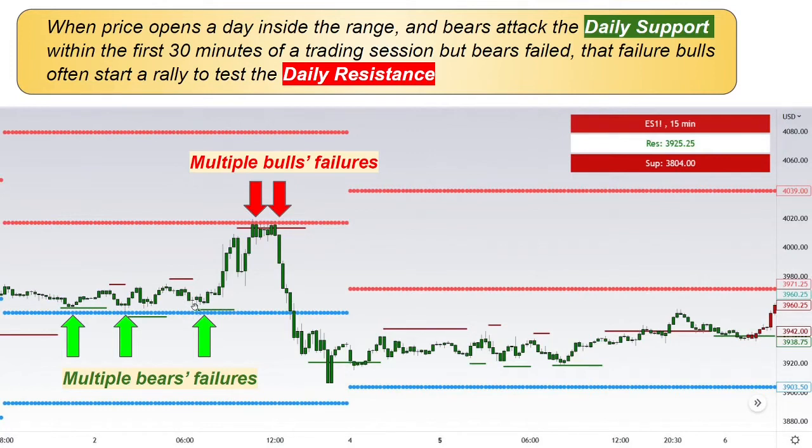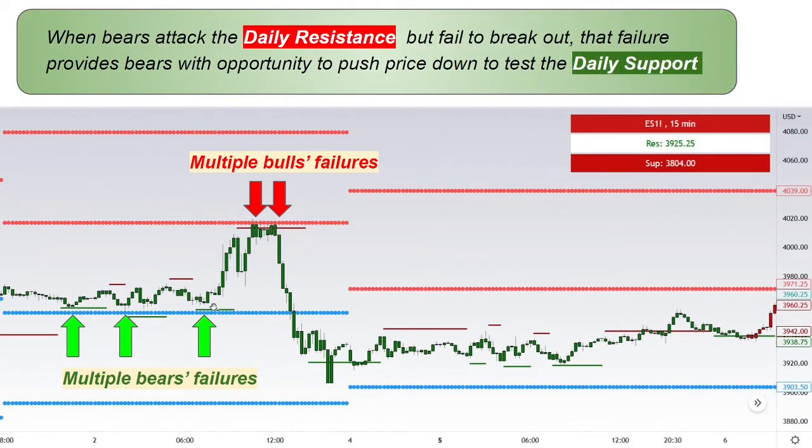They failed at the open, and this is when bulls came up and pushed price, trying to reclaim that red line. So those red lines are targets for bulls, and those blue lines are targets for bears. When bulls attack the daily resistance but fail to break out, like here, that failure provides bears with an opportunity to push price down to test the daily support.